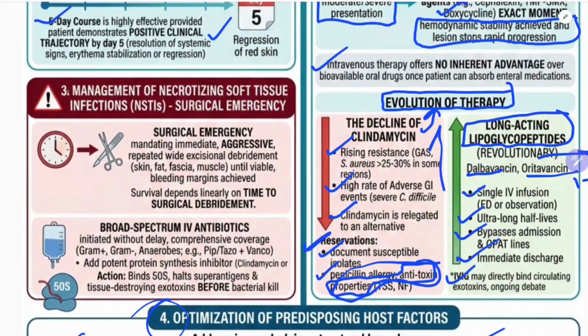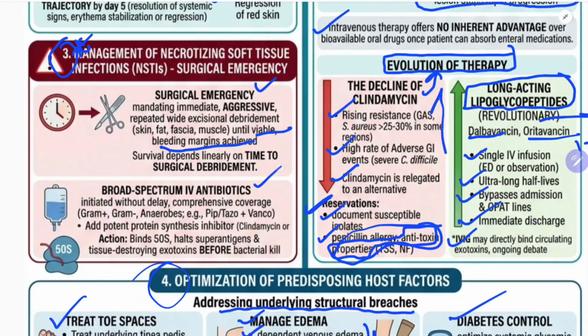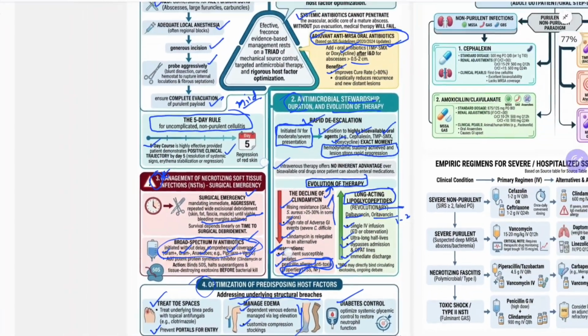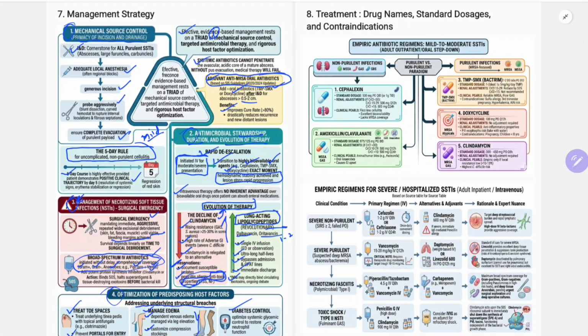Then one important point to remember: management of necrotizing soft tissue infections. It is a surgical emergency. Manage with immediate, aggressive, repeated wide excisional debridement of skin, fat, fascia, and muscle until viable bleeding margins are achieved. Survival depends linearly on time to surgical debridement. Broad spectrum antibiotics should be initiated without delay, with comprehensive coverage of gram positives, gram negatives and anaerobes, for example piptazo plus vancomycin, and add protein synthesis inhibitors like clindamycin. So you start this broad spectrum antibiotic and refer to the surgical department, as debridement is required. So this is the triad of management of SSTIs.